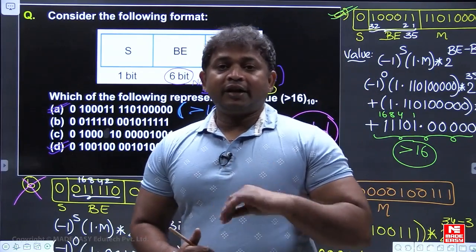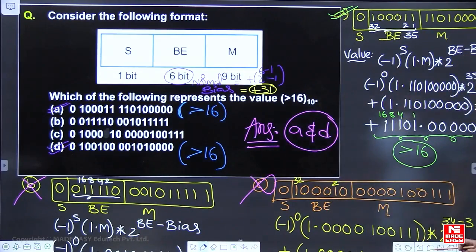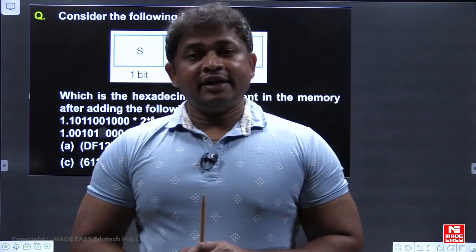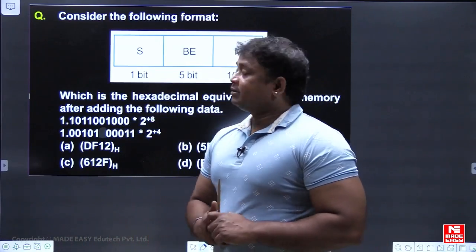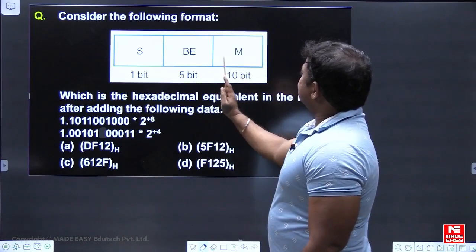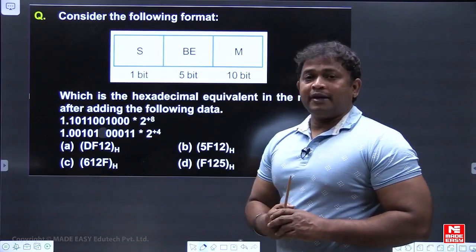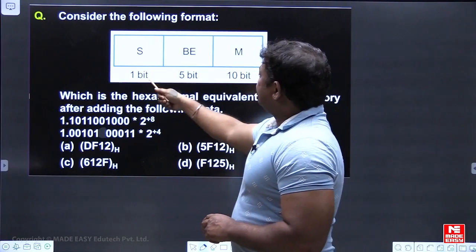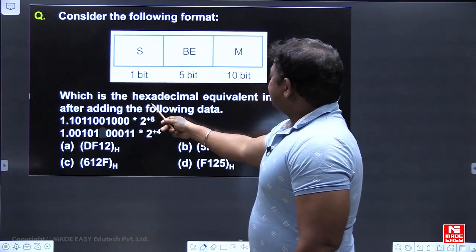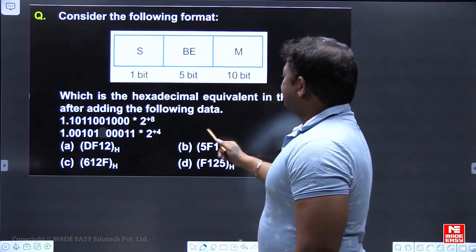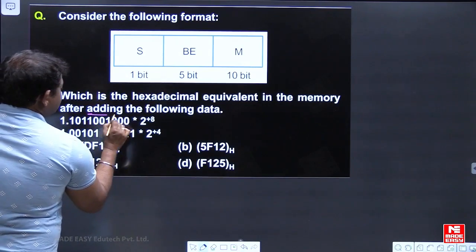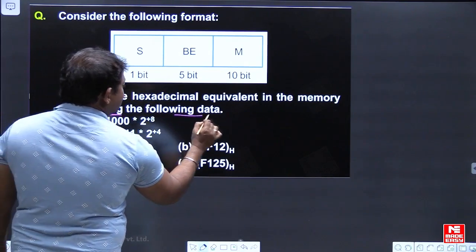Now we move on to the next question. Yes, this is the next expected question from the floating point data representation topic. The question is: consider the following format. Sign, biased exponent, mantissa. This is the hypothetical format given. Sign has 1 bit of space allocated, BE 5 bits, mantissa 10 bits. Which is the hexadecimal equivalent in the memory after adding the following data? Here we are going to perform the addition operation.